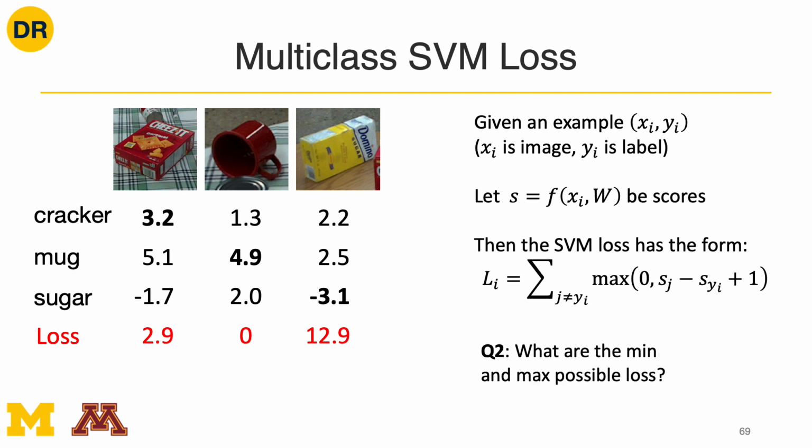Another question we could ask: what are the minimum and maximum possible values of this loss? In this case, the minimum loss would be 0, as we saw in the case of the mug, where it produced a very high score on the correct class. And the maximum possible loss would be positive infinity.